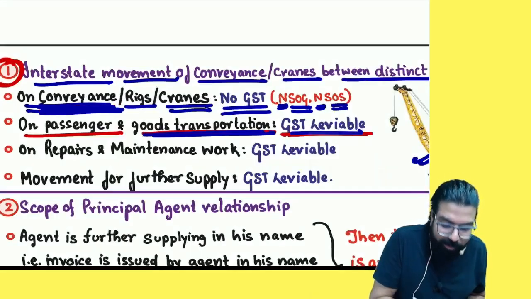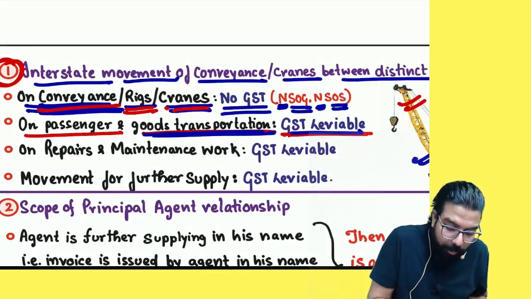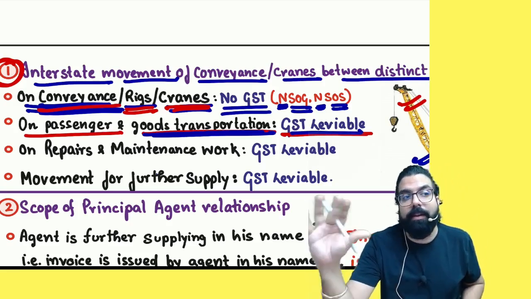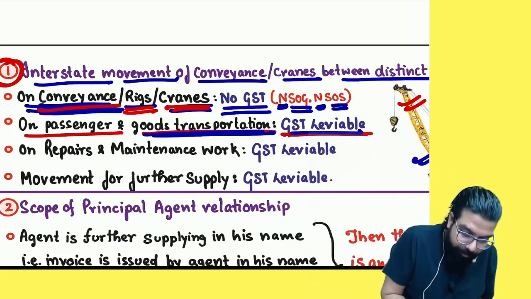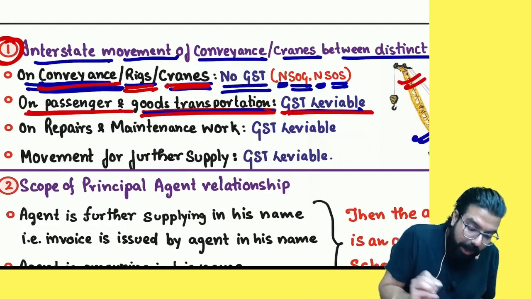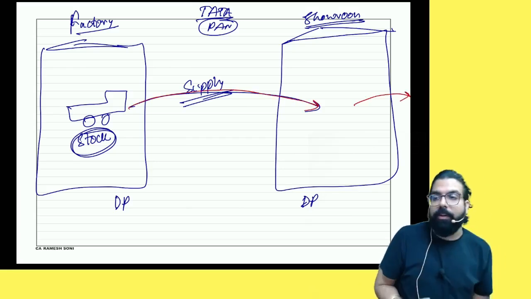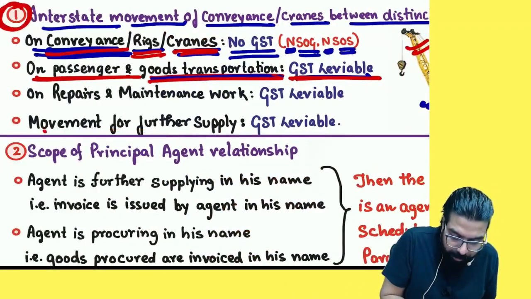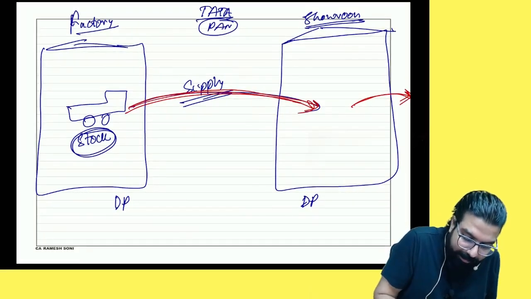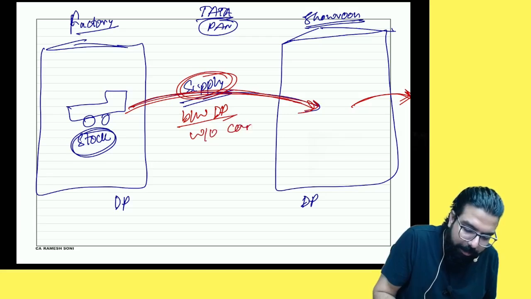Whenever something is going as a conveyance, rigs, cranes, JCB machines, etc., and they will come back, they are just going temporarily. It is neither supply of goods nor supply of services. But on passenger and goods transportation, GST will come. Now, if they are sending it for further supplying, that is, sir, I will send you the truck, you sell it further to the customer, if the movement is for further supply, then this will be considered a supply between distinct persons, even without consideration.